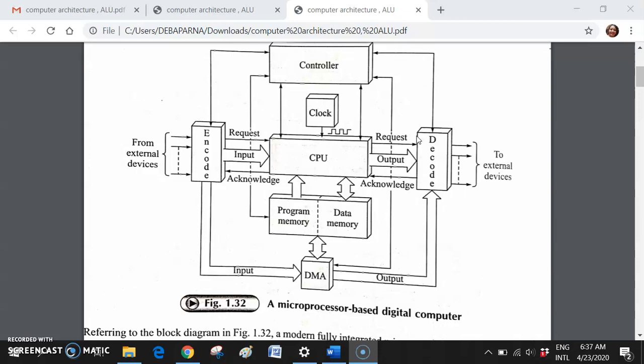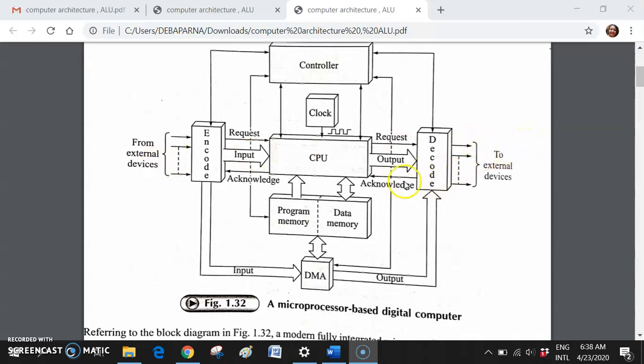So there will be decoder action, and finally the digital data is being changed into analog data. After the decoder, it takes the serial digital data, and that digital data will be converted into equivalent analog data. It will go into a particular external device, one device at a time. So in this way the entire thing will work.